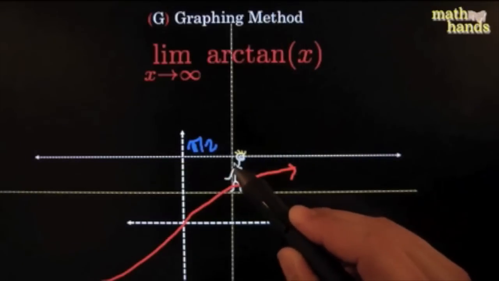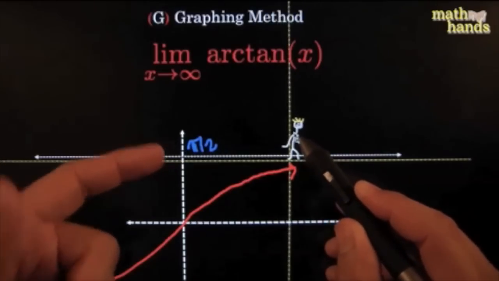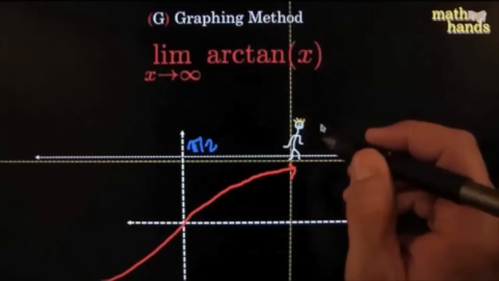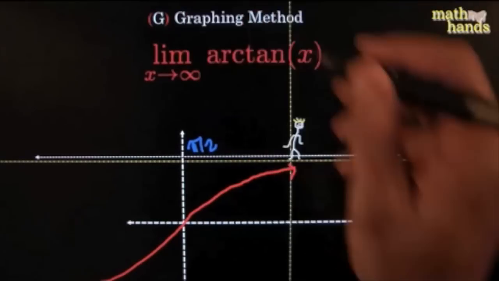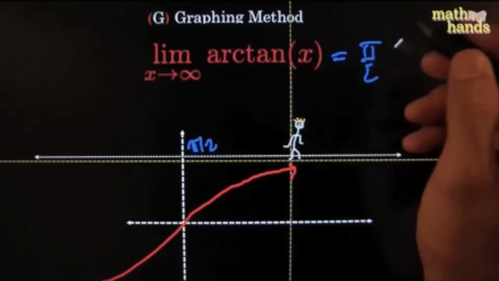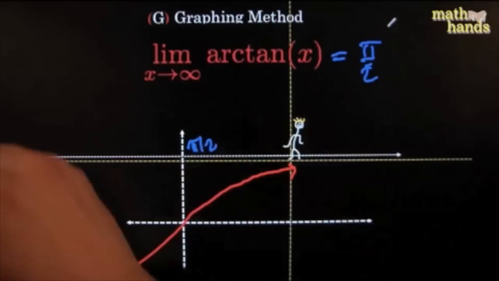I'll do it again. I told you. Didn't I tell you? It's going towards pi over 2. And so often that is a good way to approach it. If you have absolutely no clue what you're doing, this might be a good way to do it. If you can get to the graph, then it's a huge step in your favor.